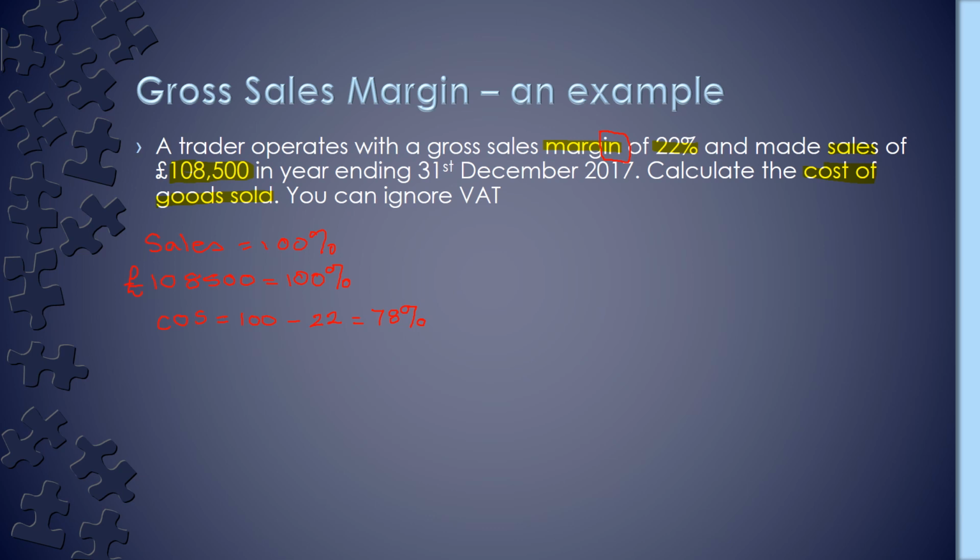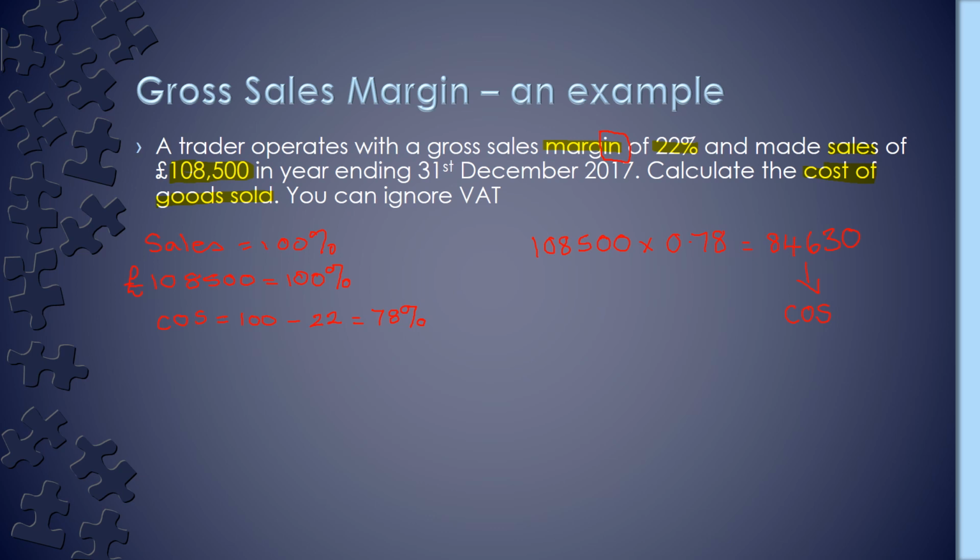So with this now, we can then work out how much our cost of sales is. To do that, we need to work out what 78% is of the sales. So we're going to do 108,500 times 78%, and that equals 84,630, and that then gives us our cost of sales figure.